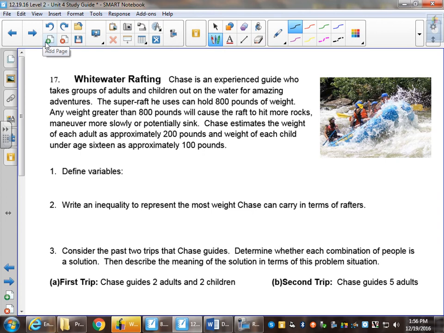Whitewater rafting. Chase is an experienced guide who takes groups of adults and children out on the water for amazing adventures. The super raft he uses can hold 800 pounds of weight. Any weight greater than 800 pounds will cause the raft to hit more rocks, maneuver more slowly, or potentially sink. All scary things. Chase estimates the weight of each adult as approximately 200 pounds and the weight of each child under age 16 as approximately 100 pounds.